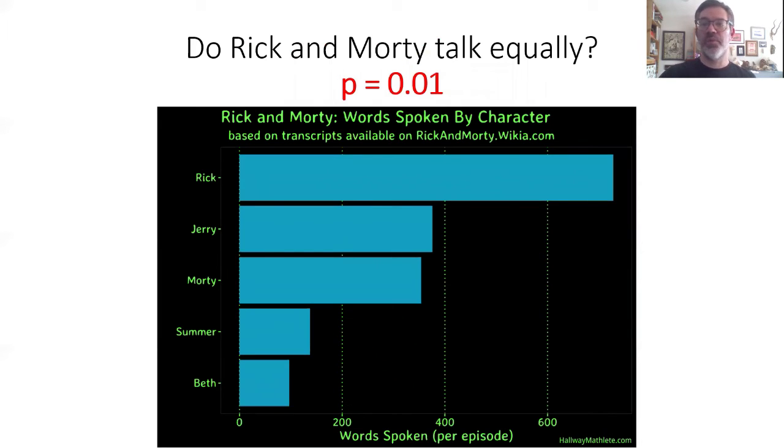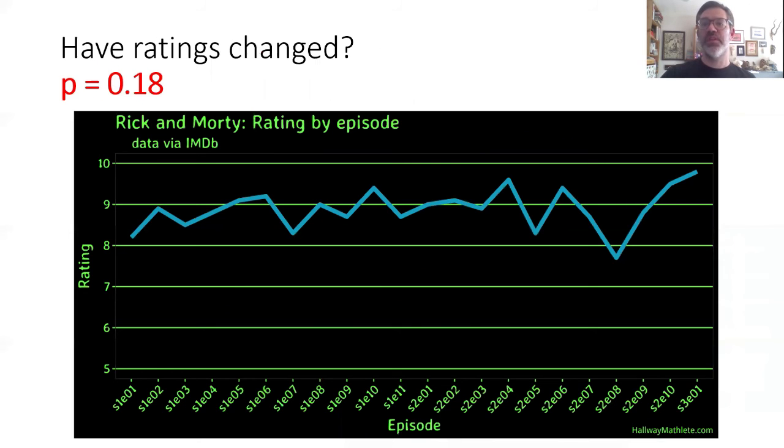Take this first example. Looking at the graph, Rick talks more than any other character on the TV show Rick and Morty. But does he really talk more than Morty? A statistical analysis of the question gives a p-value of 0.01, which means yes, Rick talks more than Morty, with a 1% chance that these results are false and based on not enough data. How would you interpret these results?